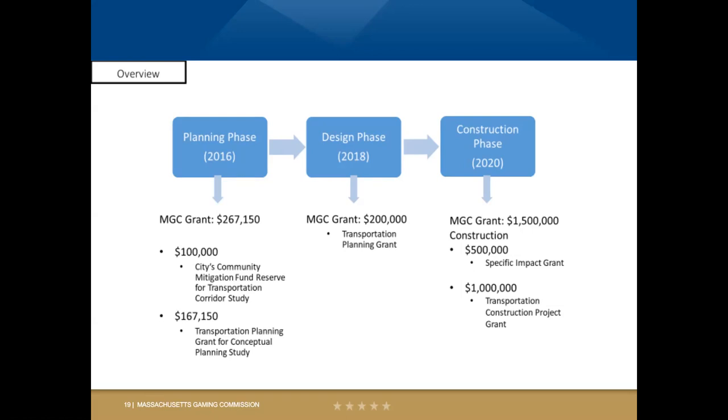So in identifying this geographic travel pattern back in 2015, 2016, we applied for commission funding through the Community Mitigation Fund to conduct a transportation corridor study. Initially, we set out to answer the question of what the impacts would be to this corridor, and how we can, through a series of robust infrastructure enhancements, mitigate and control for those impacts.